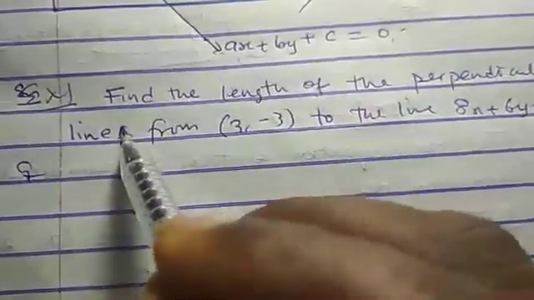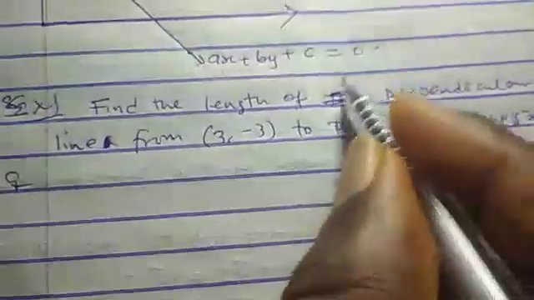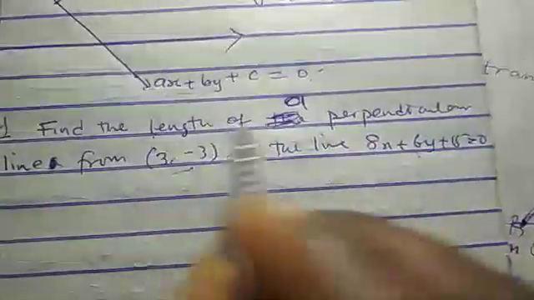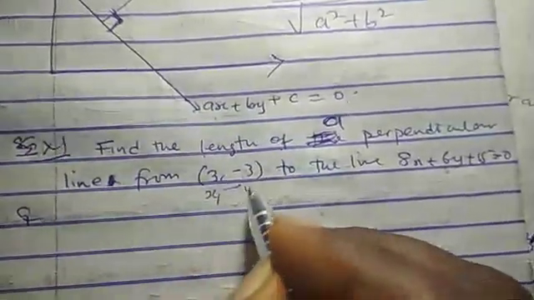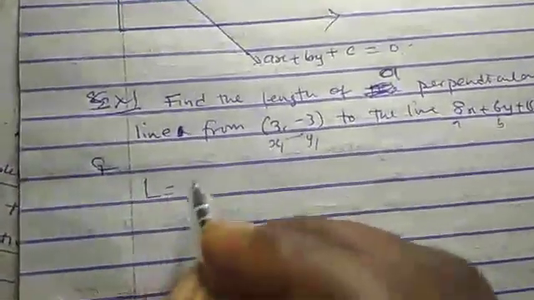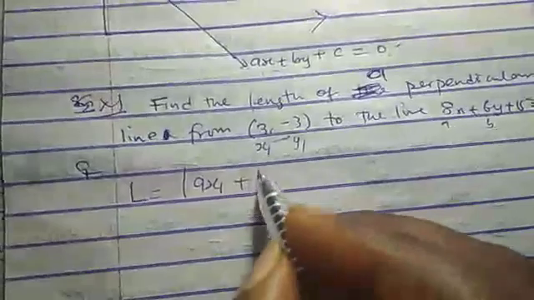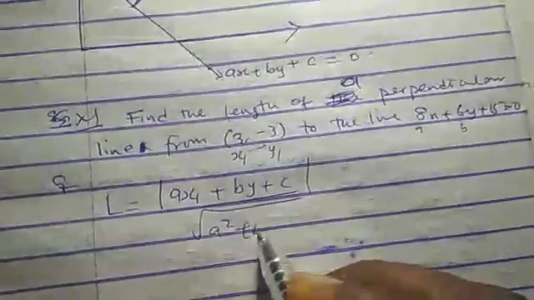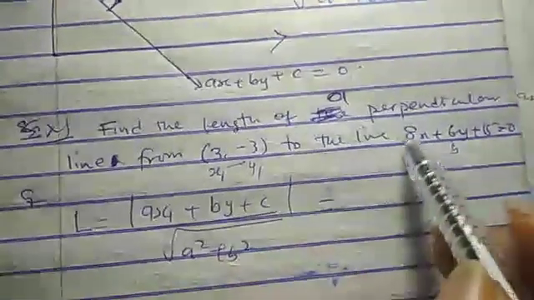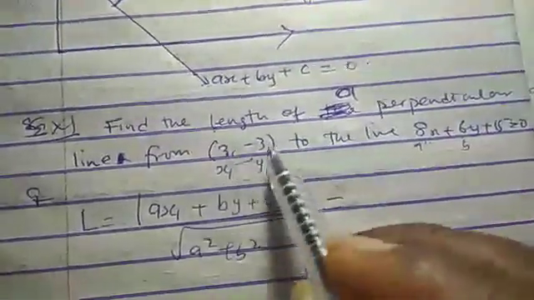Find the length of a perpendicular line from this point to this line. We want to find the length of a perpendicular line from this point to this line. In this case, this is our x1, this is our y1, this is our a, this is our b. So in that case, the formula is ax1 plus by1 plus c over root of a squared plus b squared. So we only need to rewrite what is here. And whenever we see x, this is our x, this is our y.